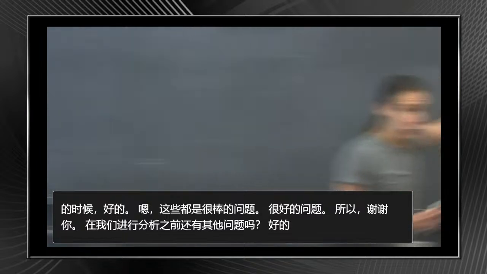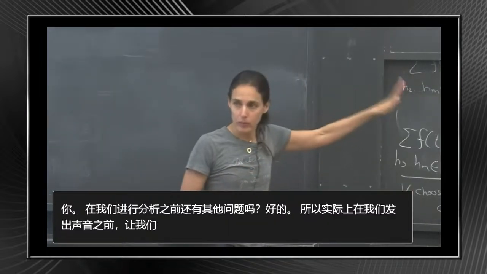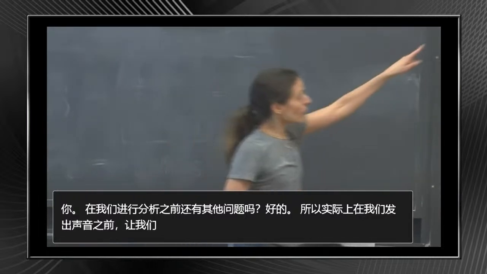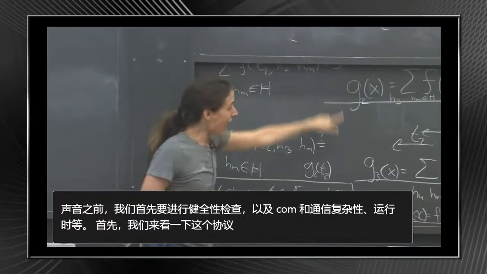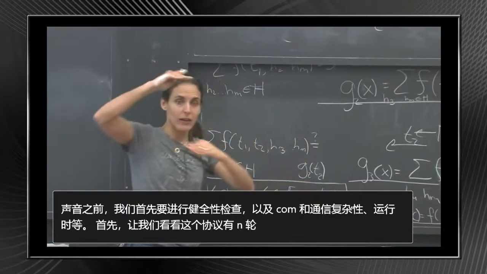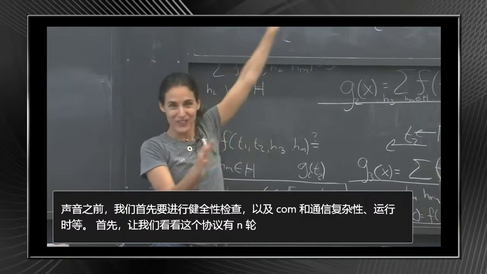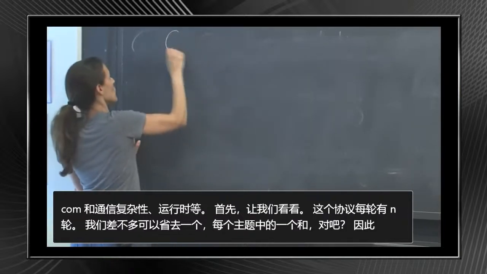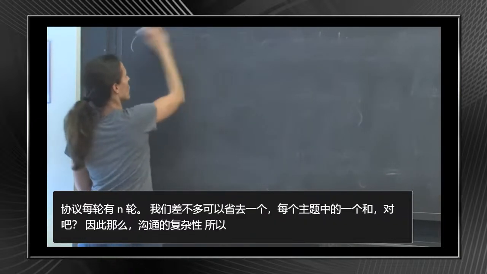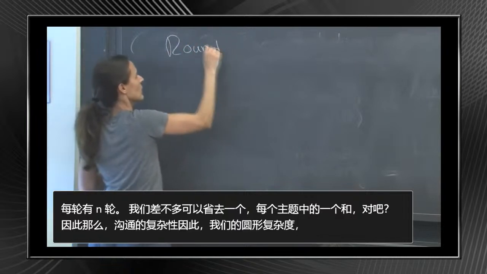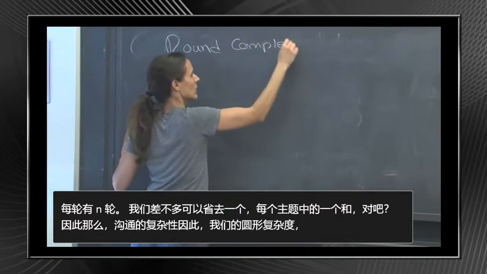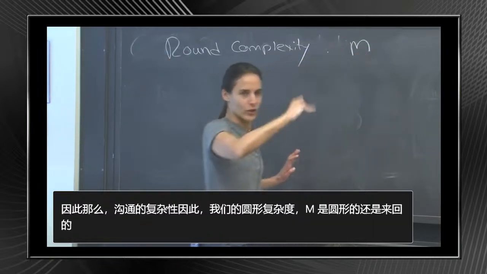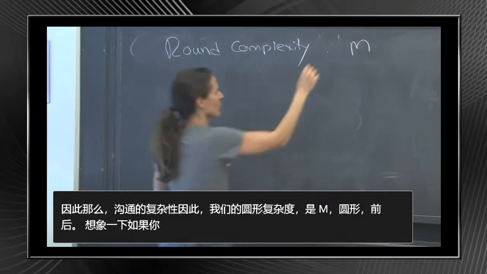Okay, so actually before we do soundness, let's first do a sanity check on the communication complexity and the runtime and so on. So first, this protocol has m rounds. Each round we get rid of one sum in the sum check, right? So the round complexity is m rounds back and forth. I don't know if you want to count each one, so let me just say order m.